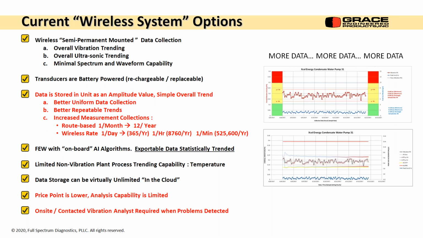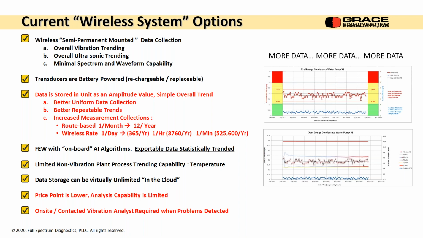Current wireless system options, a lot of them, the first one, they're going to semi-permanent mounted data collection to get some of this capability. Transducer battery powered in some cases, and sometimes they're wired in as well. But here's the thing that makes it really valuable. If you do a route-based vibration analysis, you're only getting about 12 measurements a year at any given point on your machine. 12 measurements is tiny.